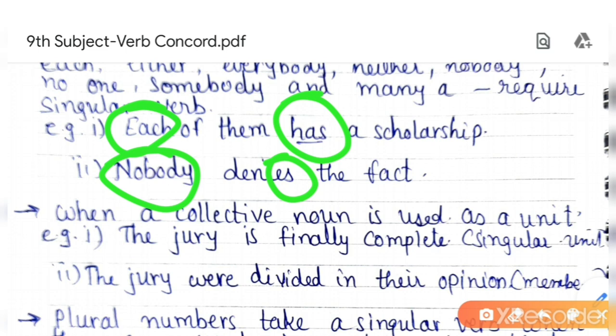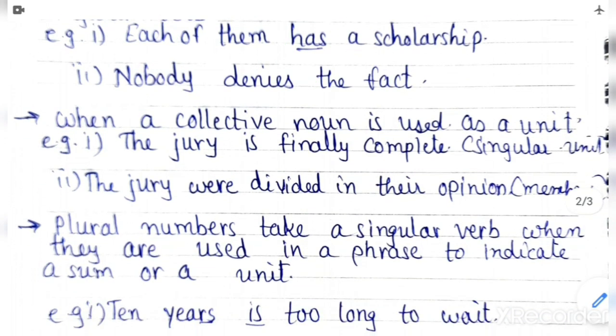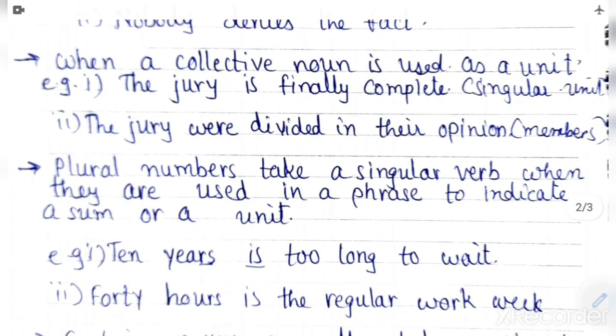Nobody denies the fact. Here we cannot use deny; we have to use denies. Understood? Next one is when a collective noun is used as a unit. As a unit means as a group. When a collective noun is used as a group, as a unit, we will use a singular verb.